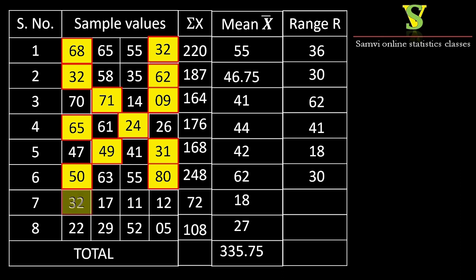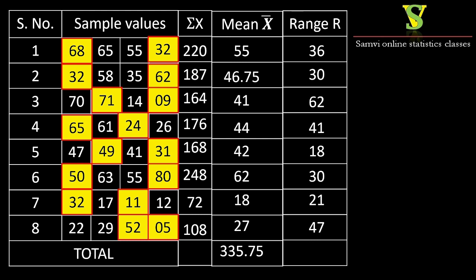So next row highest is 32 and lowest is 11. 32 minus 11 will get here 21. Next row highest is 52 and lowest is 5. 52 minus 5 will get here 47.